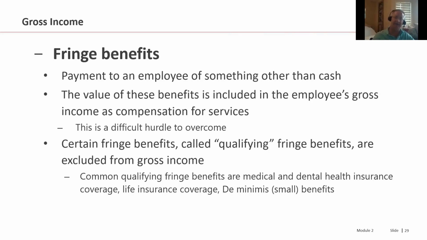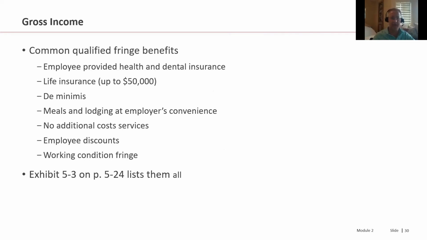And then there are other de minimis small benefits that they can cover that are also not included in your gross income. So again, the common ones: employee provided health and dental insurance, life insurance up to $50,000, de minimis costs, meals and lodging at the employer's convenience, and we're going to talk about how that's changed a little bit, but not from an exclusion perspective.